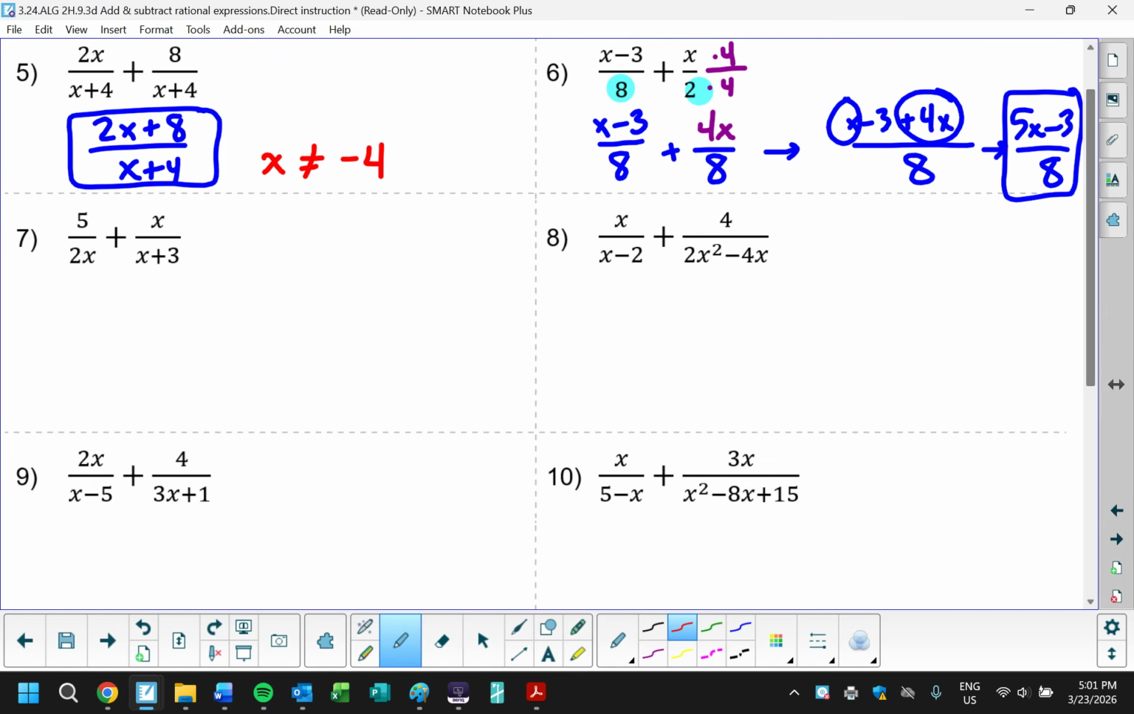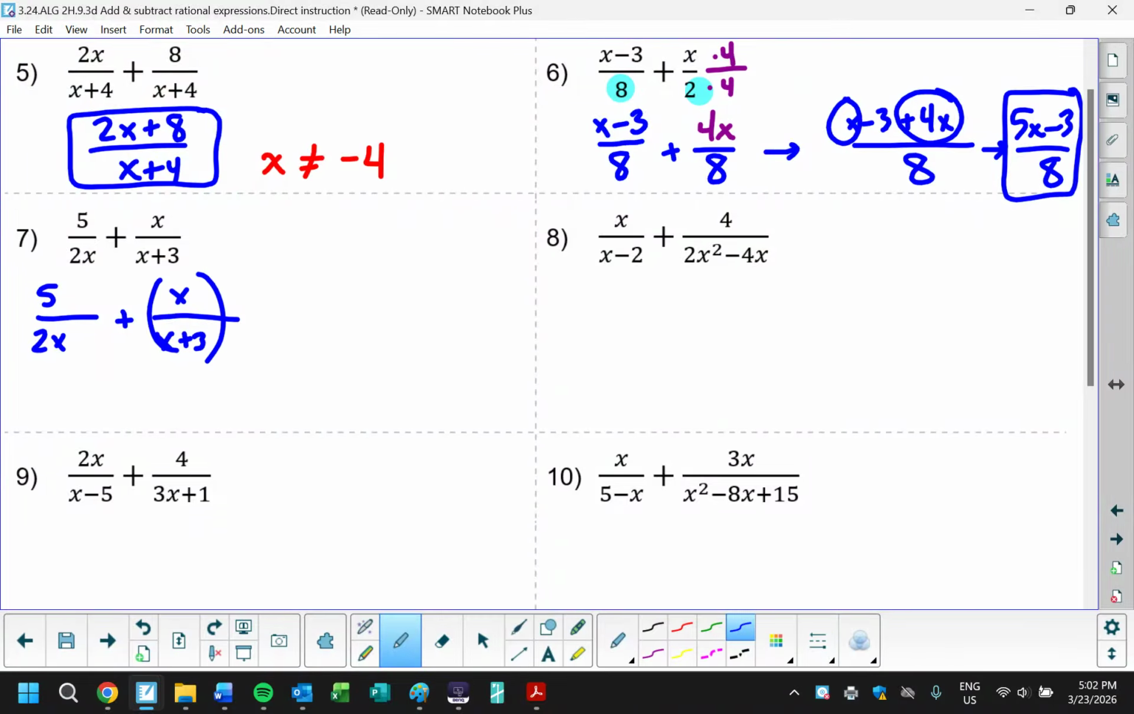Look how 7 and 8 are similar. Look at how they're different. Firstly, we can notice that there is no number that is shared in common. There's no factor that is shared in common. So we're going to need a 2x, and we're going to need an x plus 3.